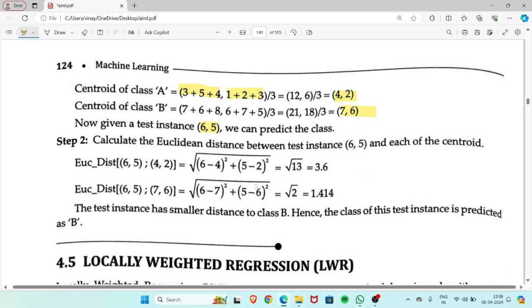So the Euclidean distance is (6 minus 4) whole square plus (5 minus 2) whole square. So it will become root under 13. The answer will be 3.6. And for the second one, for class B, the answer will be 1.414. So the test instance has a smaller distance to class B. The distance is 1.414, which in comparison to 3.6 is lesser. So the predicted class will be B.